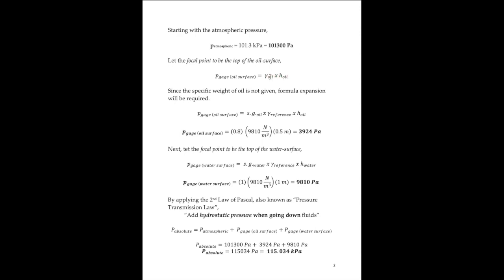Again, since the specific weight of oil is not given, formula expansion will be required, thus replacing specific weight by the specific gravity of the oil multiplied by the specific weight of the reference fluid, which is water. Upon substitution, specific gravity of oil multiplied by the specific weight of water multiplied by the height of oil gives us the hydrostatic pressure of 3,924 Pascal.